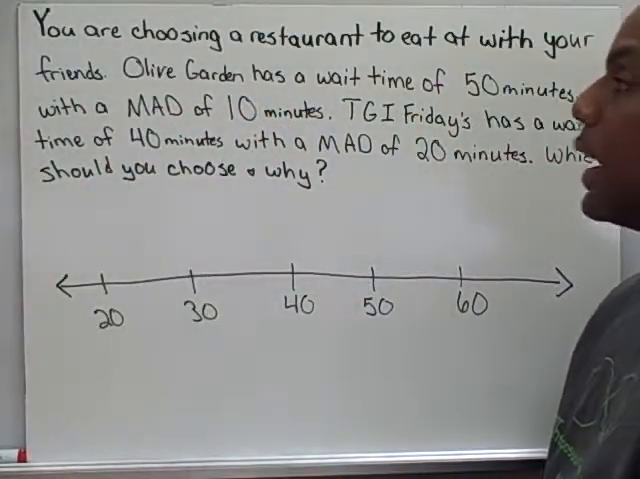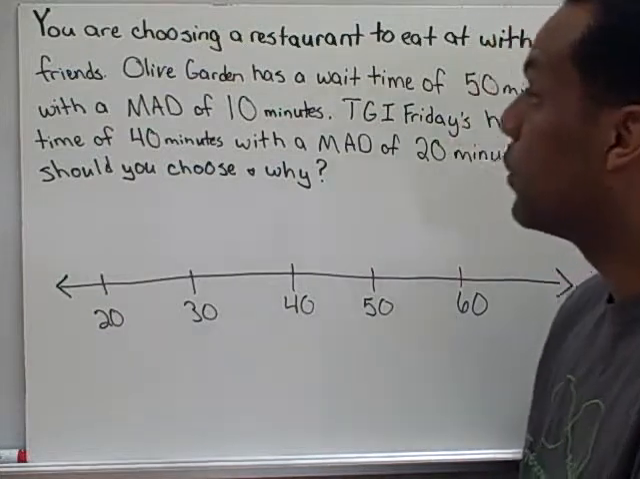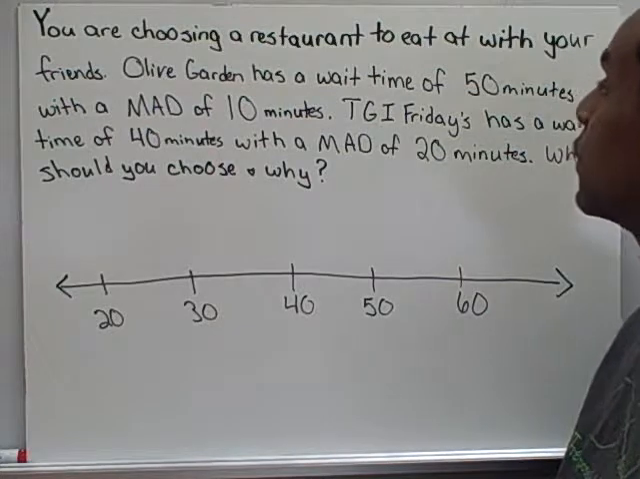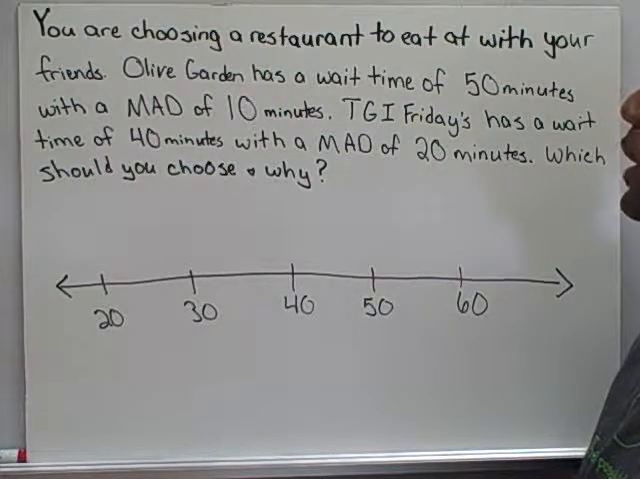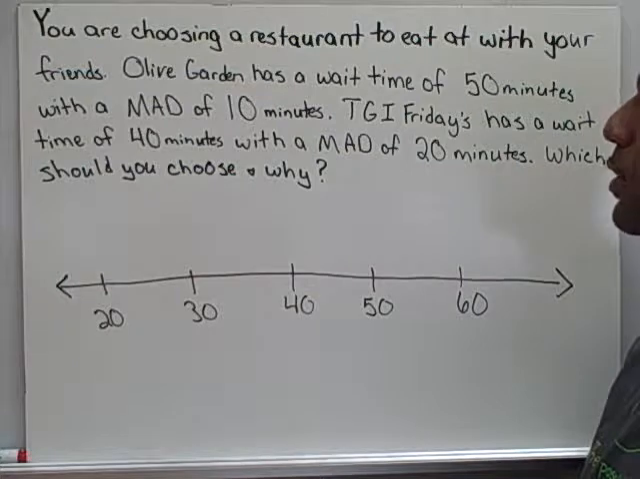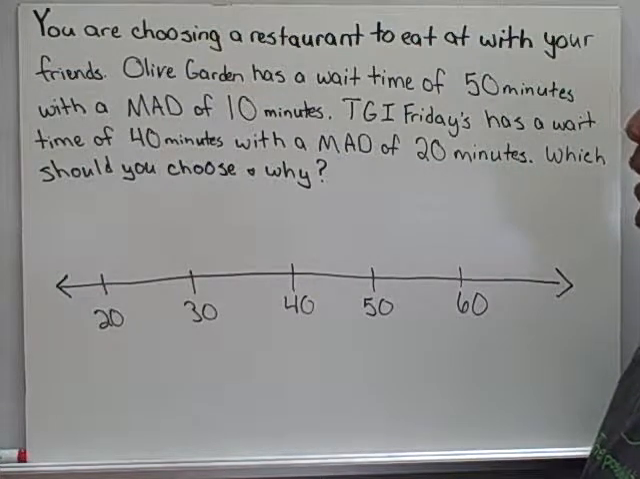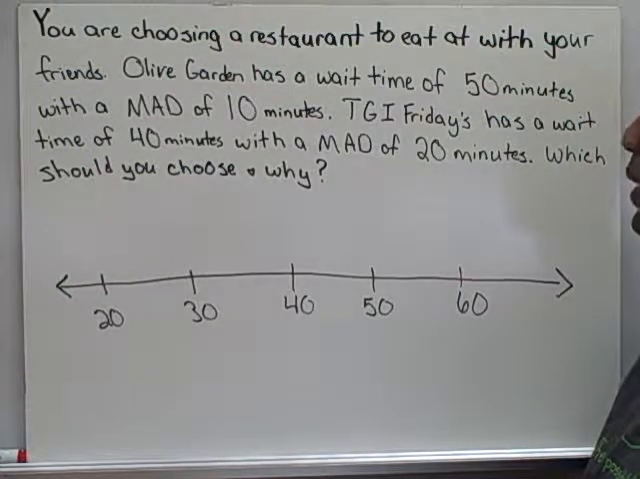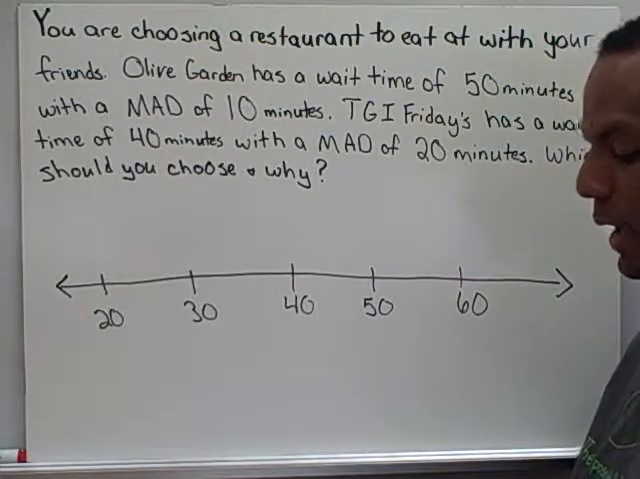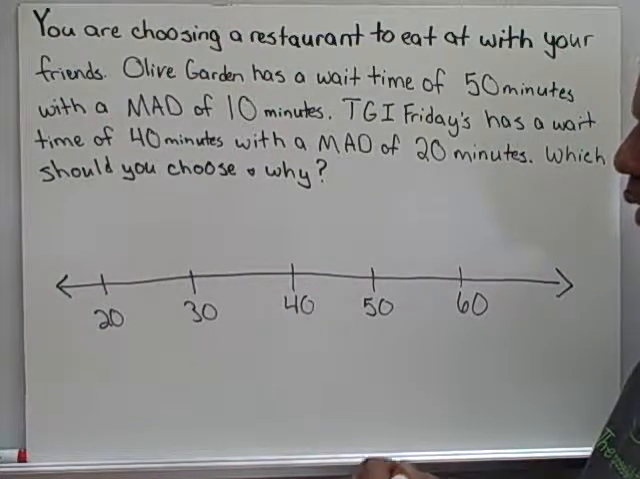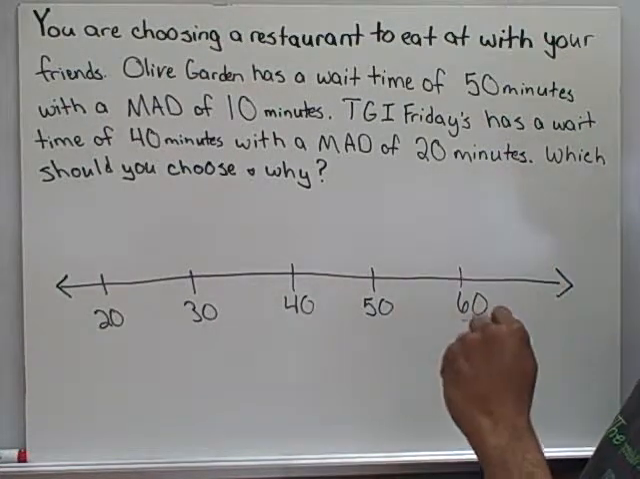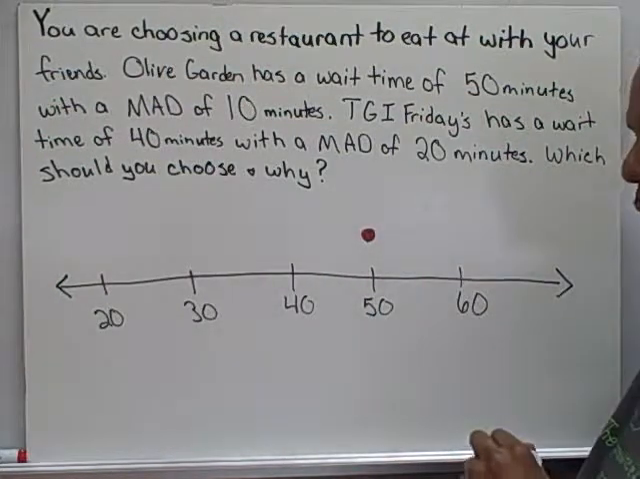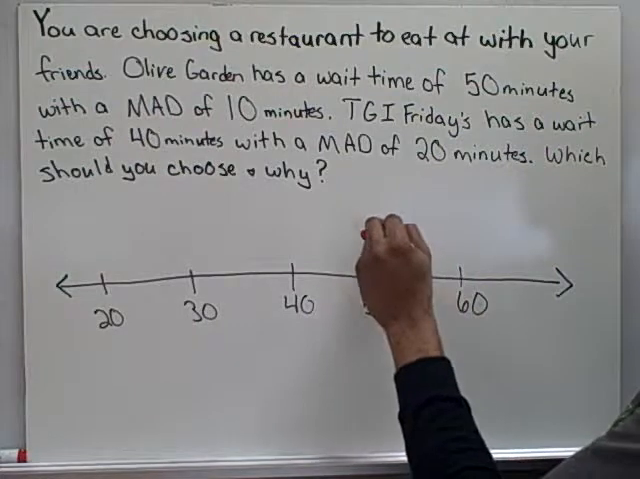All right, so we're going to use a real life example for this. You are choosing a restaurant to eat at with your friends. Olive Garden has a wait time of 50 minutes with a MAD of 10 minutes. TGI Fridays has a wait time of 40 minutes with a MAD of 20 minutes. Which should you choose and why? So we're going to start with Olive Garden. And Olive Garden had a 50-minute wait with a MAD of 10 minutes.